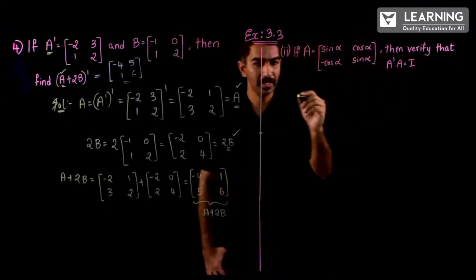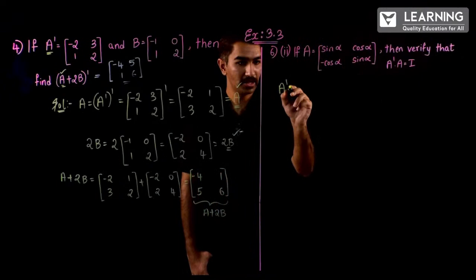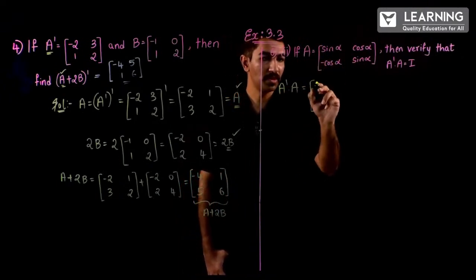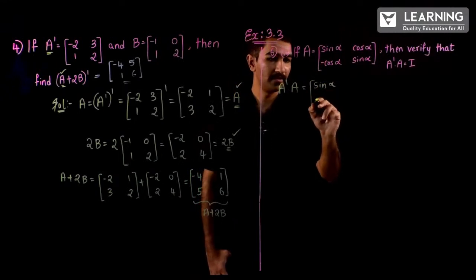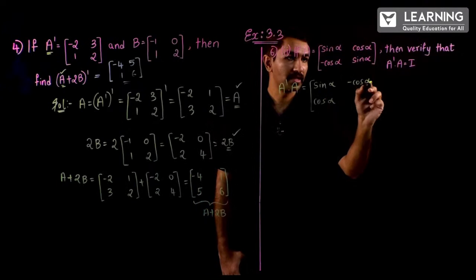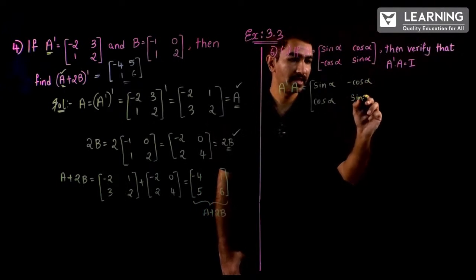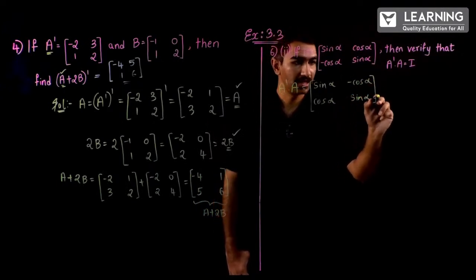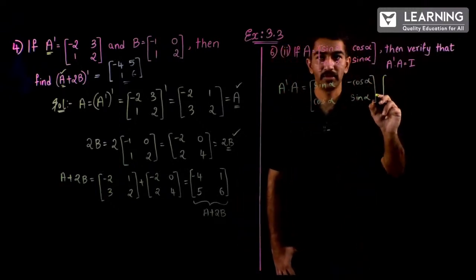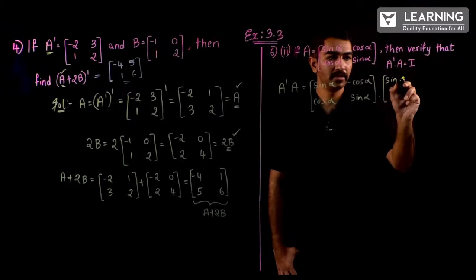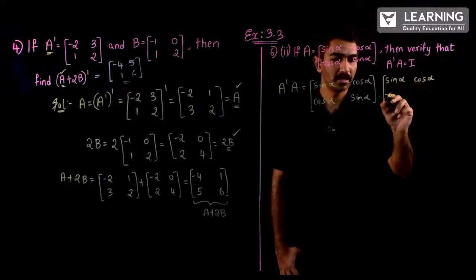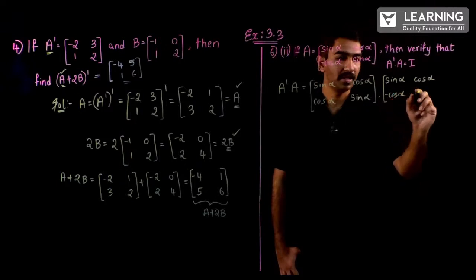So we'll directly write this: A' dot A. Write the transpose of this matrix. So the transpose will become [[sin alpha, -cos alpha], [cos alpha, sin alpha]]. This is A'. What is A, students? A is this only, as it is. That is [[sin alpha, cos alpha], [-cos alpha, sin alpha]].